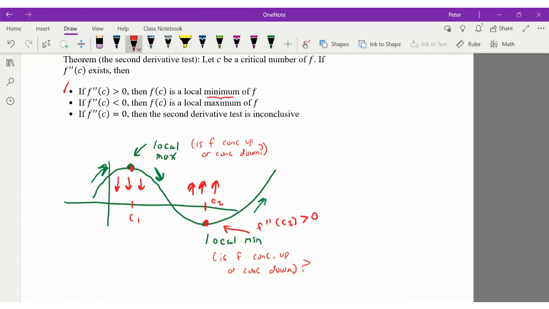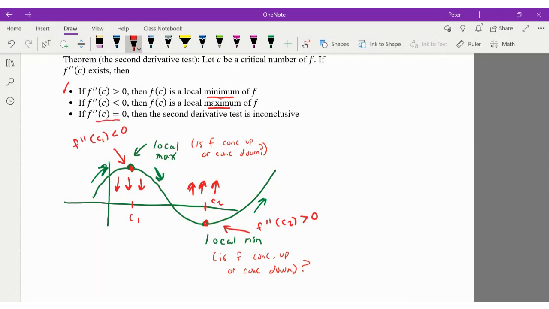And in the opposite situation here, for example, where we have f prime prime of C1 is less than 0, we have it sitting on top of a concave down function, we would say that f of c is a local maximum. So this is just another way of detecting whether the critical number is a min or a max.